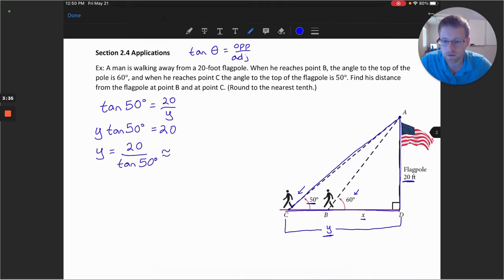Now, if we put this in our calculator, 20 divided by tangent of 50, we'll find this to be 16.8 feet. And here we just want to round again to the nearest tenth, as the directions have displayed. So 16.8 feet for my full length of y. That's the distance from C to the flagpole.